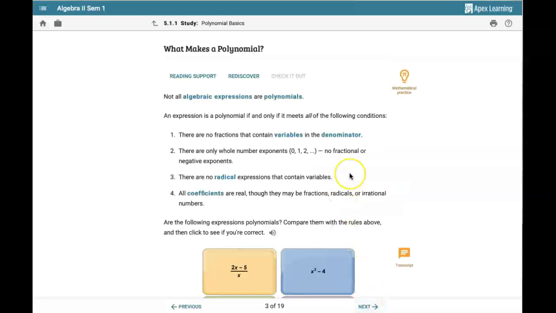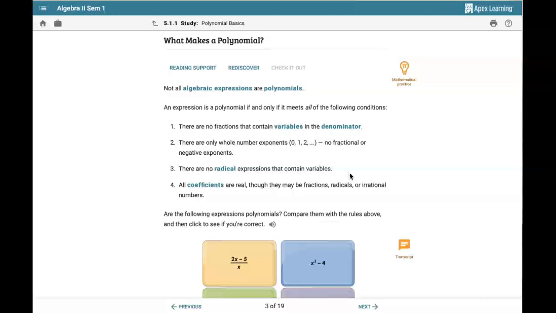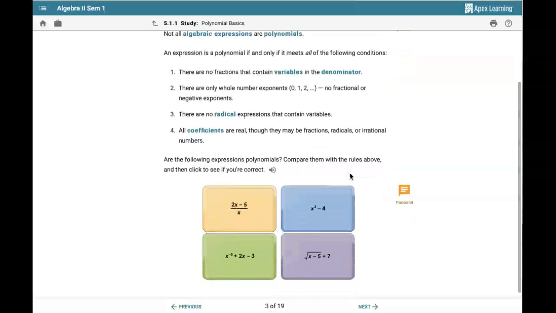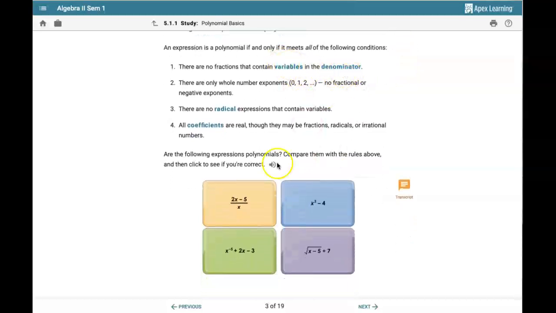Okay, moving forward here. An expression is a polynomial if and only if it meets all of the following conditions. So first condition is there are no fractions that contain variables in the denominator. So right here is not a polynomial because it has a variable in the denominator. All right. There can only be whole numbers for exponents, so it can't be fractions or negative exponents. So right here we have x to the negative fifth. So this one is not a polynomial as well.